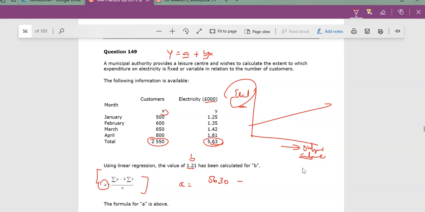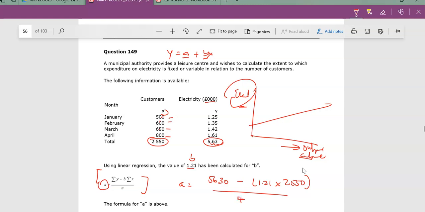Minus B, which is 1.21, times the sum of x, which is 2550. And I divide all of this by the number of, if you like, events here. 1, 2, 3, 4, 5. I think we're told, but there are 5. 1, 2, 3. No, 4. Sorry, forgive me. There are 4 events taking place. We have 4 events happening.